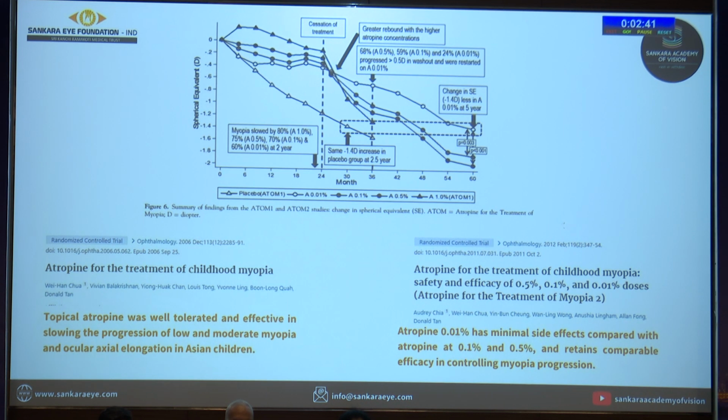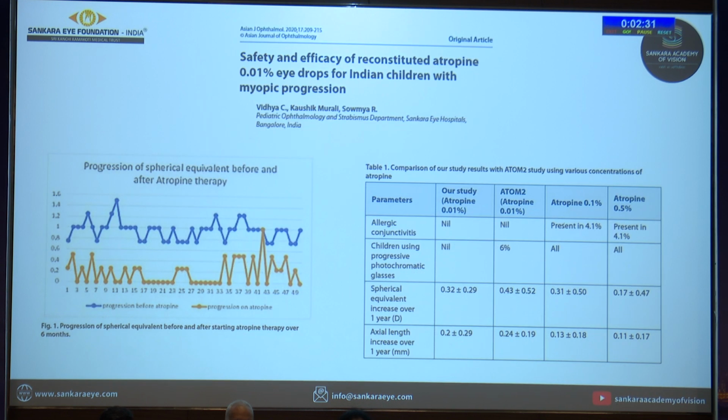We've been using atropine. The ATOM study has shown effectiveness of atropine in slowing down myopia progression. This has been validated pretty much from across the world. We today have looked at 0.01% atropine. This was a study that we published before the commercial applications were available. We showed it was safe with very minimal side effects.